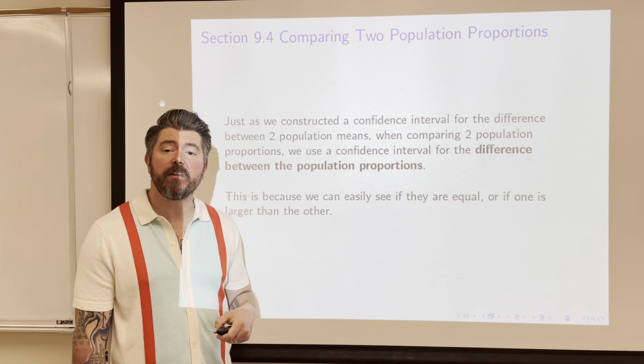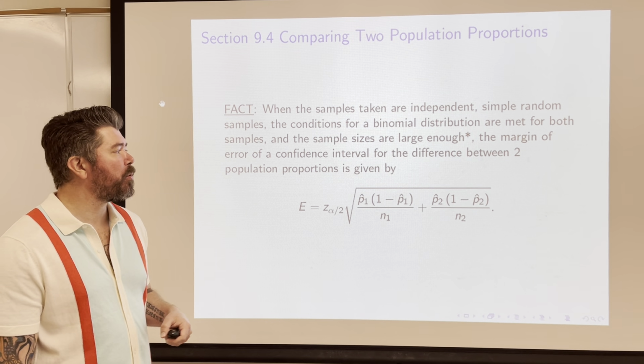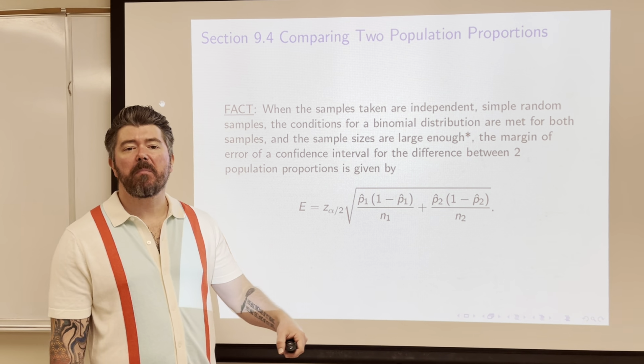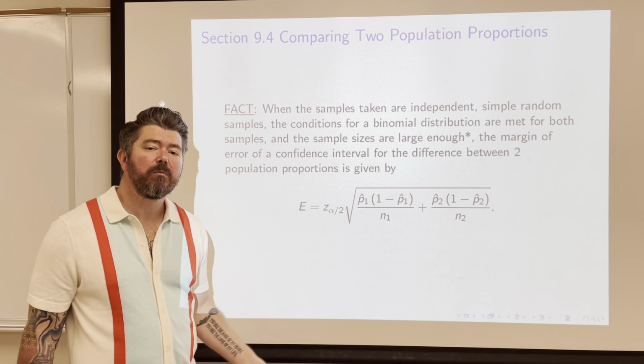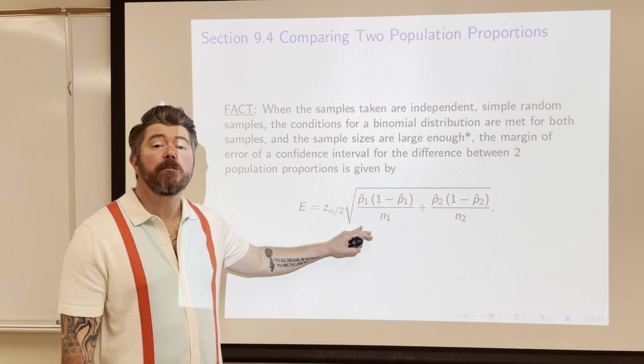When the samples taken are independent, simple random samples, the conditions for a binomial distribution are met for both samples, and the sample sizes are large enough, the margin of error of a confidence interval for the difference between two population proportions is given by this ugly looking formula, right? This is a very long formula, but again, we're going to utilize our calculator, so don't be afraid of this formula.